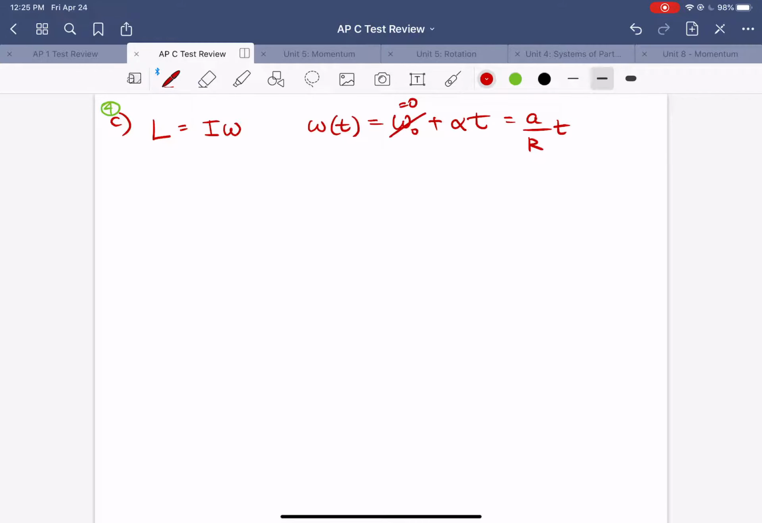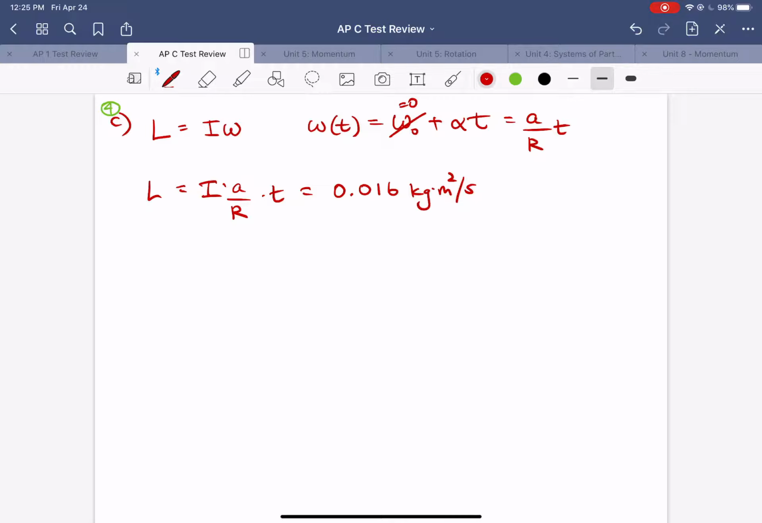All right, so if we plug that back in over here, the angular momentum is going to be the moment of inertia times a over r multiplied by t. So if we put in all of those values, then we should get angular momentum of about 0.016 kilogram meter squared per second.